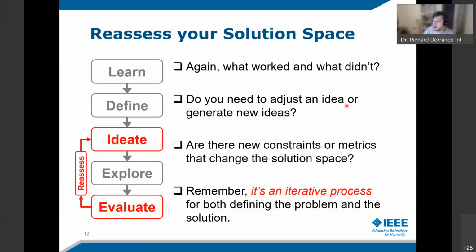Just to be able to go back in there, and once you've gone through all this process and you have all those learnings, it's also a great tool to help you generate new ideas. As well as, once you've done this, do you need to add new constraints? Are there new metrics? Has the solution space you need to look at changed? Very important questions to ask yourself throughout the whole process. And then again, remember, it's an iterative process, and that applies to defining both the problem and the solution.